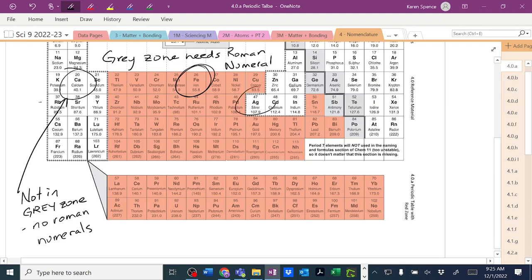Silver is also not in the gray zone, so therefore it needs no Roman numerals.